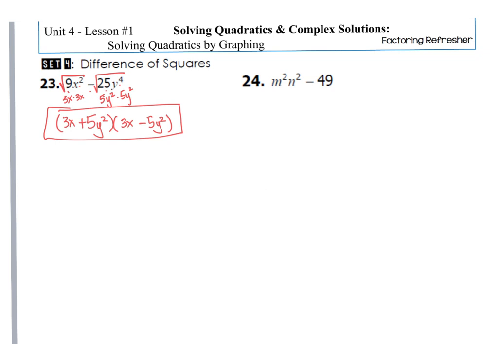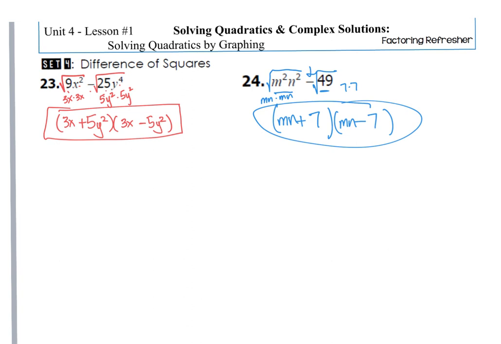24, m squared n squared minus 49. Okay, this m squared n squared, those are two perfect squares together, so that makes that whole grouping term a perfect square. 49 is a perfect square, and we got our minus sign in between. So two sets of parentheses, plus sign, minus sign. We're taking the square root of the whole first term. So the square root of m squared n squared is, okay, mn. We had an mn times another mn. So mn, mn. And then I take the square root of 49, and the square root of 49 is just 7. That was 7 times 7. So one 7 goes in each. So our answer is mn plus 7 times mn minus 7.